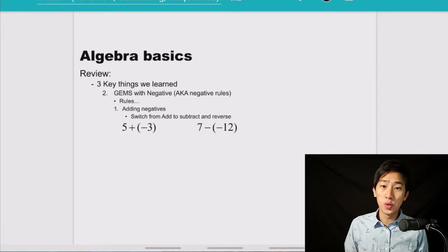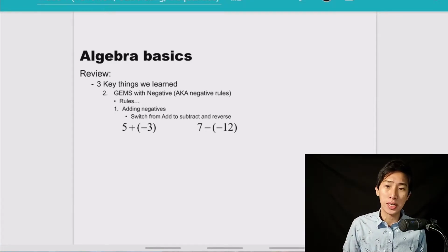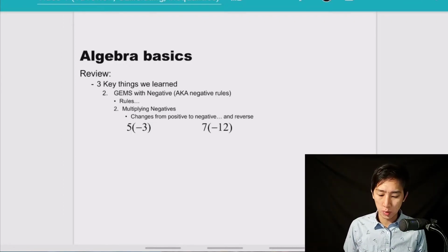There were a few rules that we learned. The first rule is that when we're adding negatives, the main thing we're going to be doing is switching from addition to subtraction. So in this first one here, we have 5 plus negative 3. It's the same as writing 5 minus 3. That negative says, hey, let's change this operation here. Next, when I am subtracting, it says let's switch it to addition. Again, that negative says switch your adding or subtracting operation. That was one of our rules that we learned.